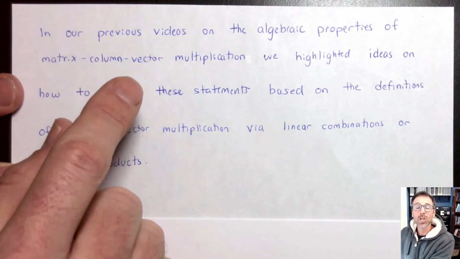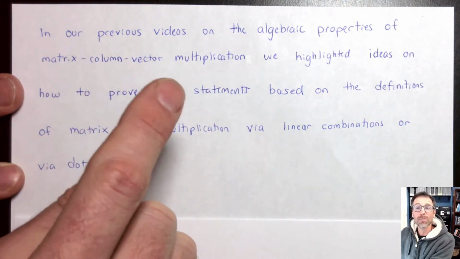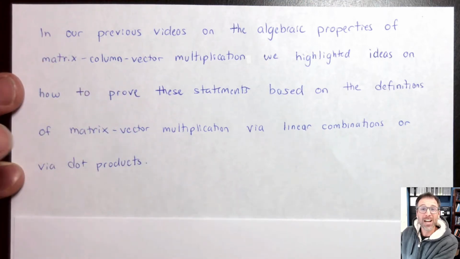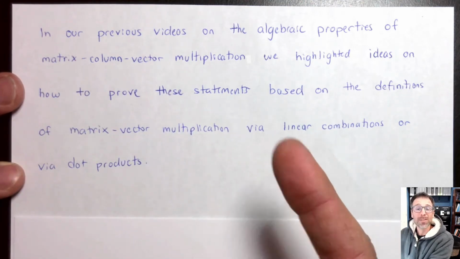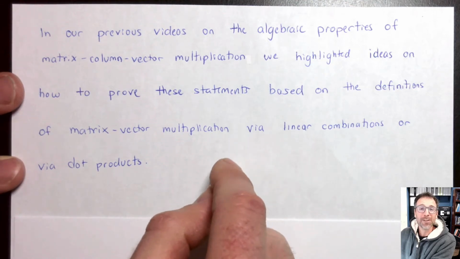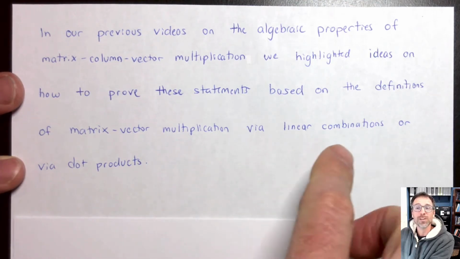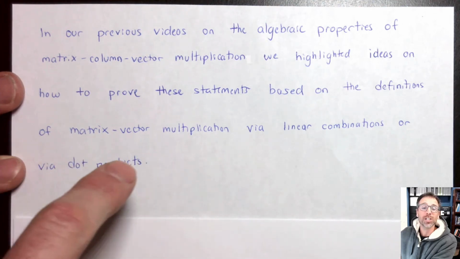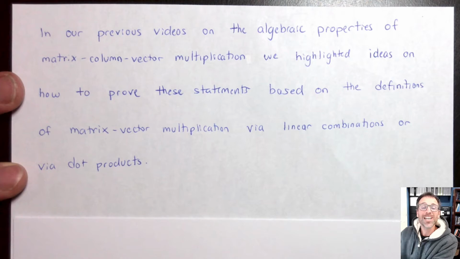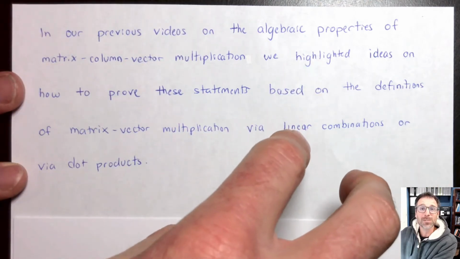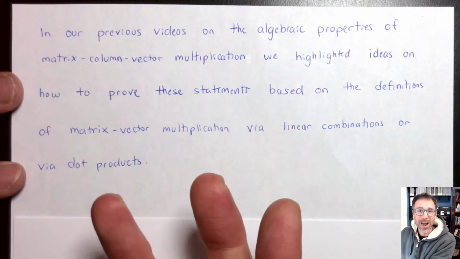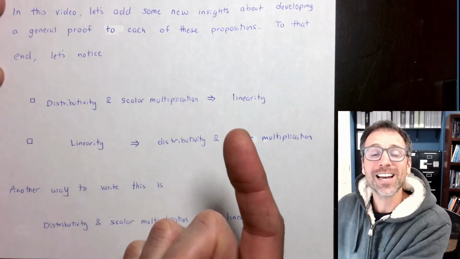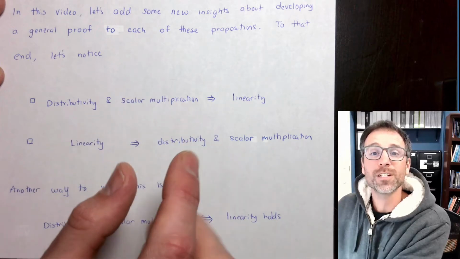In our previous videos on the algebraic properties of matrix column vector multiplication, we showed how to prove the corresponding algebraic property using two different methods. One method used the definition of matrix column vector multiplication via linear combinations, and the other used the definition using dot products. We could extend those results in this exploration to show the same processes are applicable for row vector matrix multiplication. However, in this video, I want to add some new insights about developing a general proof to these propositions.